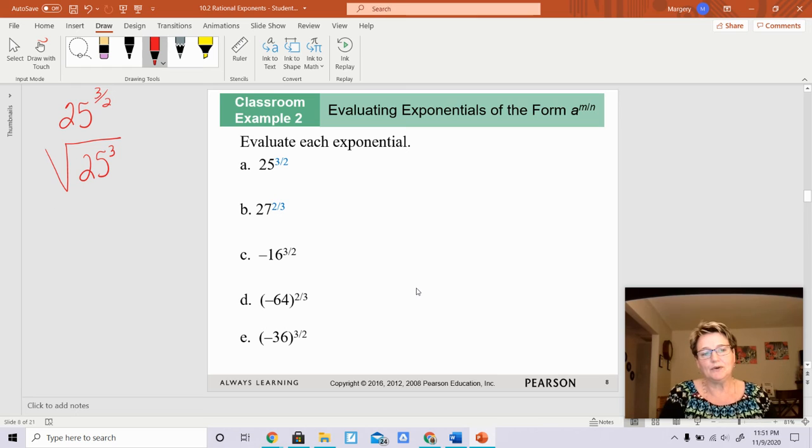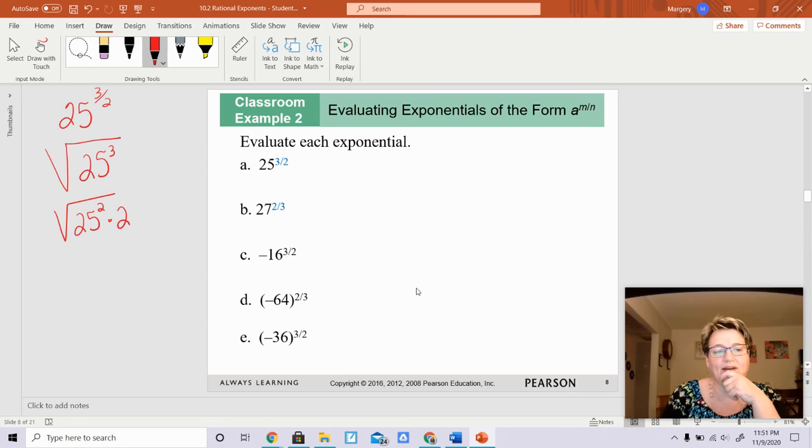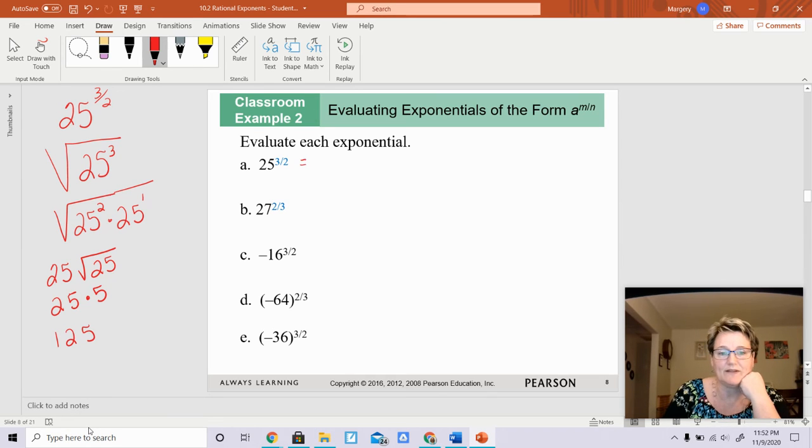Now, you can break this up as 25 squared times 25 to the 1st. That gives you 25 to the 3rd. I can take the square root of 25 squared, that's just 25. The 25 comes out. And then I'm left with the square root of 25. The square root of 25 is 5. Now, 5 times 25 is 125. And that would be my answer, 125. But you guys, that is way too much work.